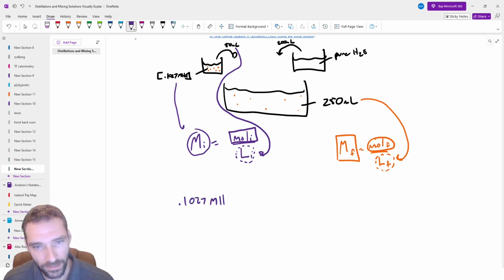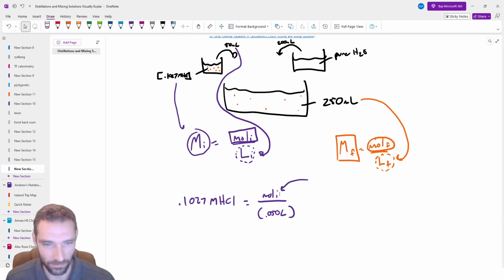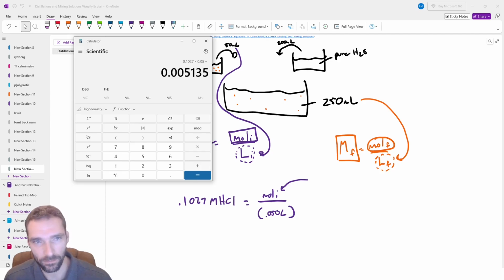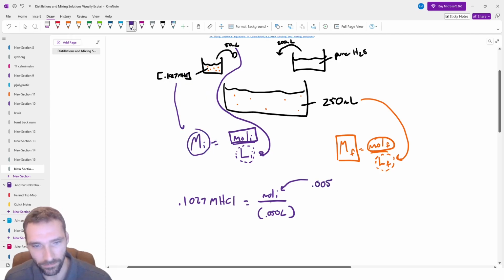So if we have 0.1027 molar HCl, we're going to be relating that to some amount of moles initial over this volume. Now, if it's 50 milliliters, what is that, 0.050 liters of the solution. We can just do a simple calculation to get this number of moles. It's not too bad, but there's a little bit of math that we need to do. So 0.1027 times the 0.050, we get 0.005135 moles of this HCl being present.